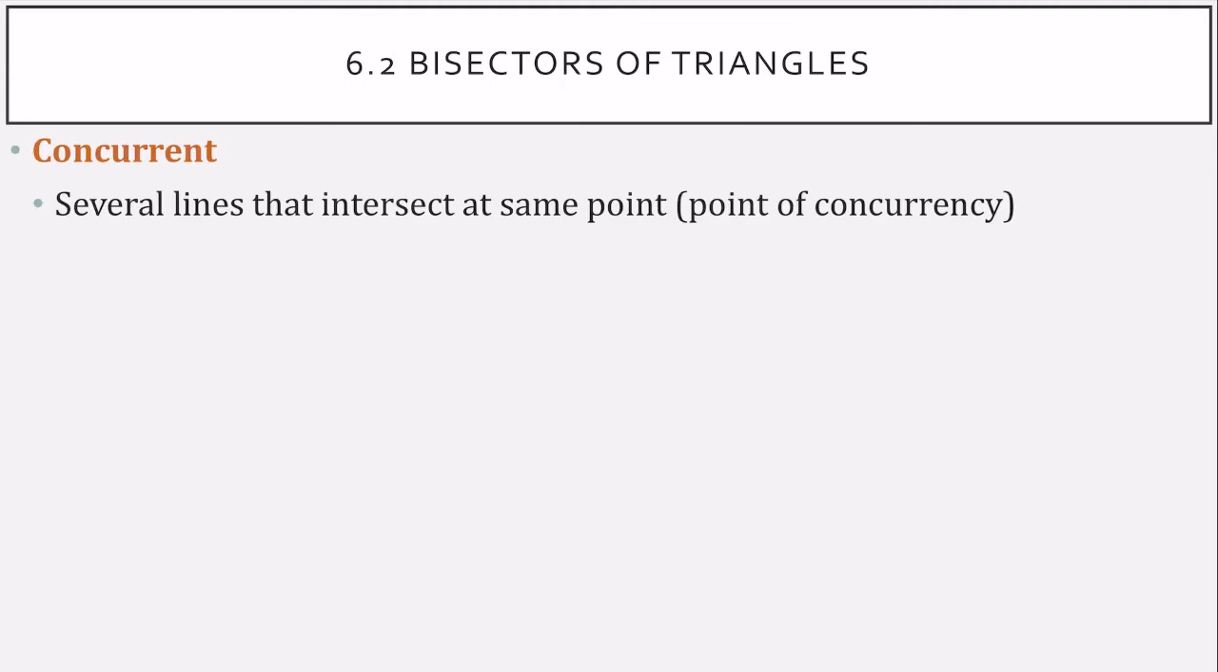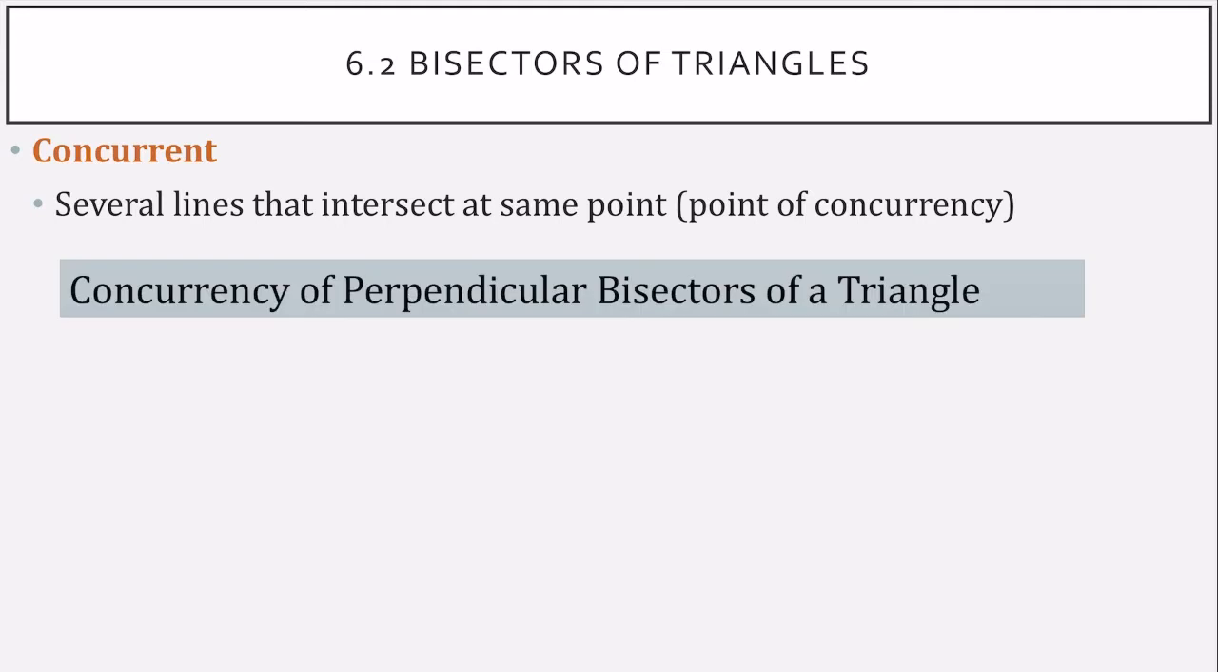All right, first of all, we're going to need to identify the word concurrent. Concurrent is when several lines intersect at the same point, and that point is called the point of concurrency. So the lines are concurrent if they meet at the same point. The point is the point of concurrency.